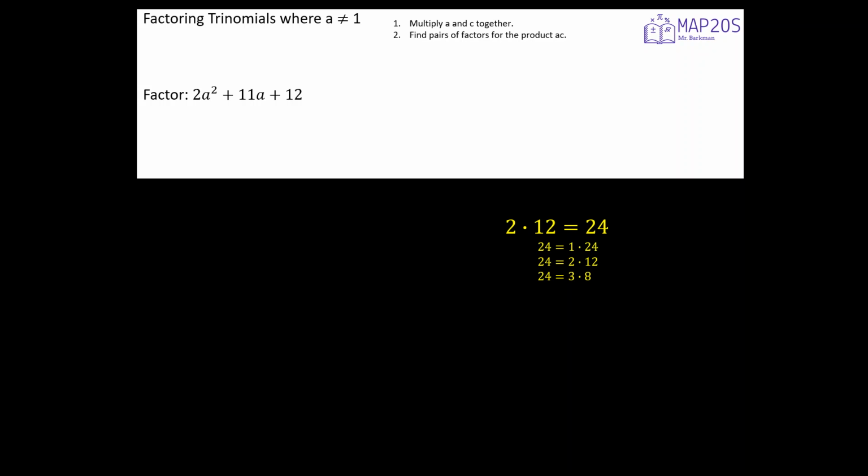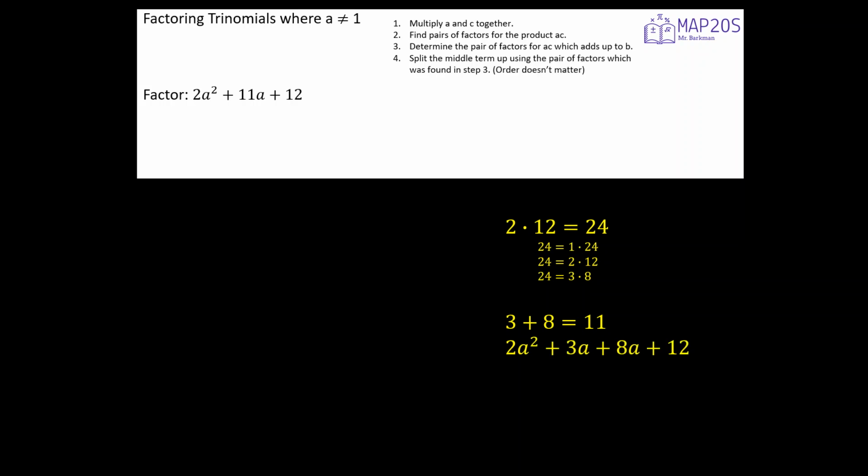Well, here are 3 of them. I didn't include the 4 times 6 or the negatives, but we found the 3 times 8, and if we add 3 and 8 together, that gives us 11. Perfect. Well, we're done. We don't need to find any more factors for 24. Let's decompose our middle term. Okay, so the 11a becomes 3a and 8a.